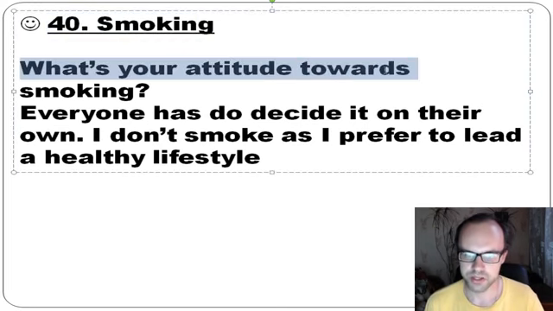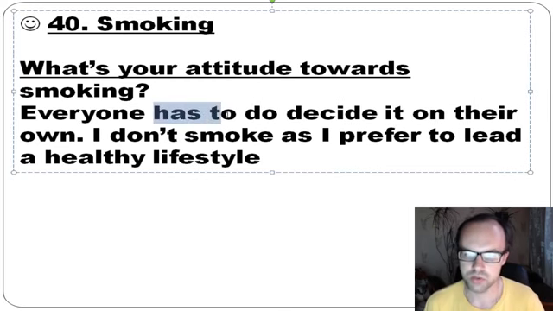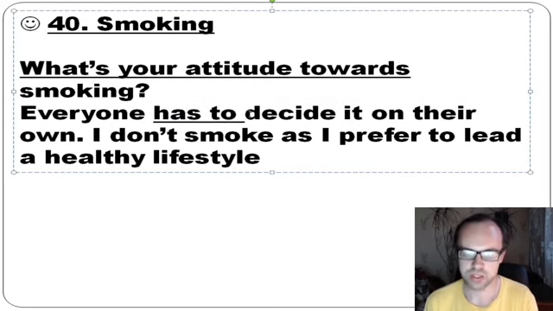It's another nice phrase. What's your attitude towards means what do you think about smoking? So the next sentence is very difficult. Let's try to understand it. Everyone has to decide it on their own. So you know that has to means must, okay? Why has? Because everyone means he, she, it. So we say everyone has to decide it on their own.